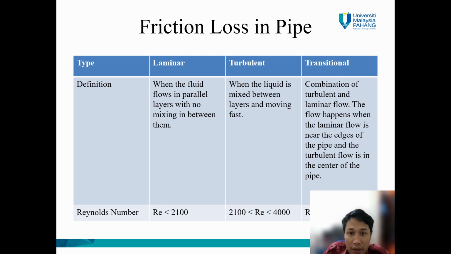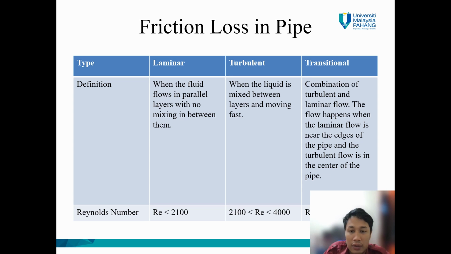So what are laminar, turbulent and transitional flow? Laminar flow occurs when the fluid flows in parallel layers with no mixing in between them. Turbulent flow occurs when the liquid is mixed between layers and moving fast. Transitional flow is a combination of turbulent and laminar flow. It happens when the laminar flow is near the edges of the pipe and the turbulent flow is in the center of the pipe.